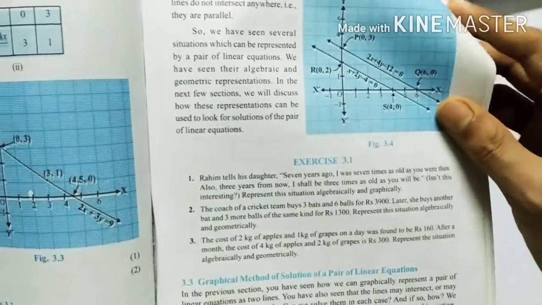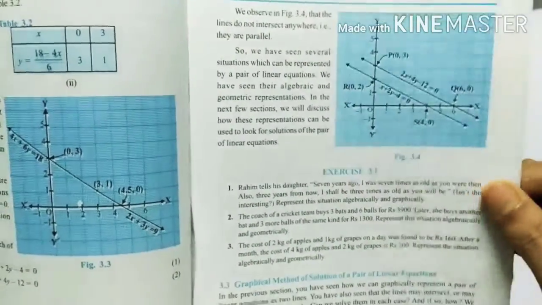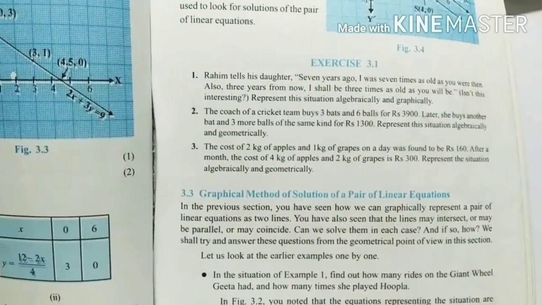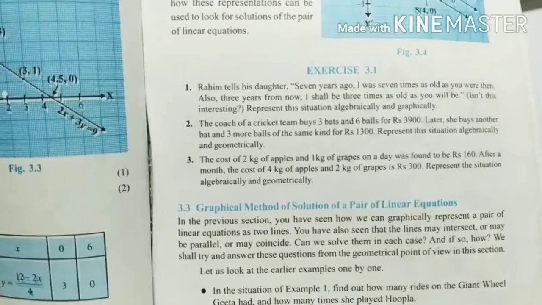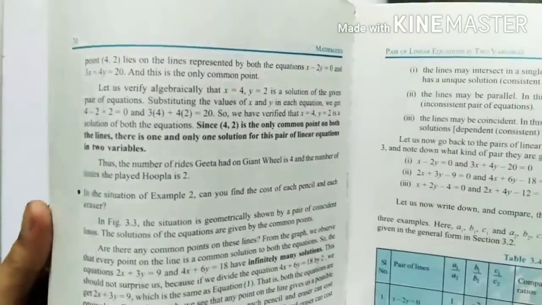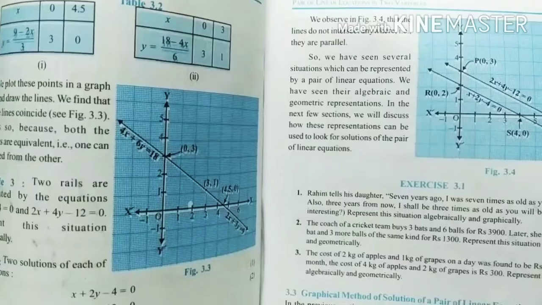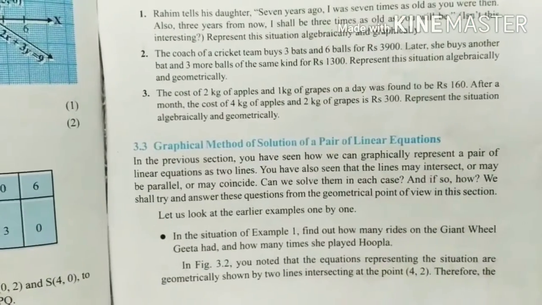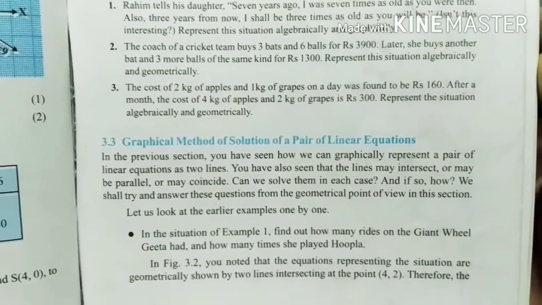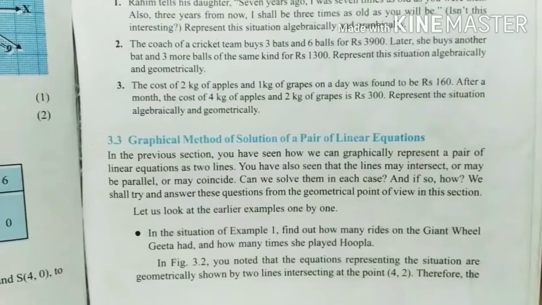Exercise 3.1 I have already given you in the notes. Okay, so in 3.3 you see the graphical method of solution of a pair of linear equations. So now in here you see figure 3.2. You noted that the equations representing the situation are geometrically shown by two lines intersecting at the point (4, 2).